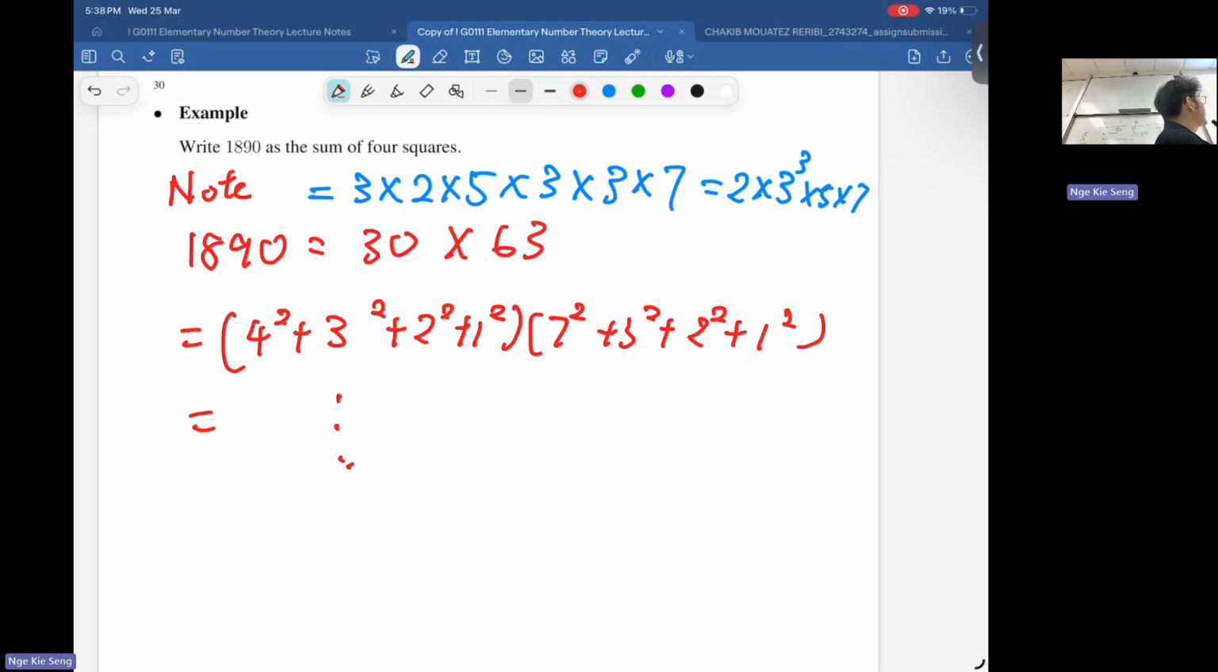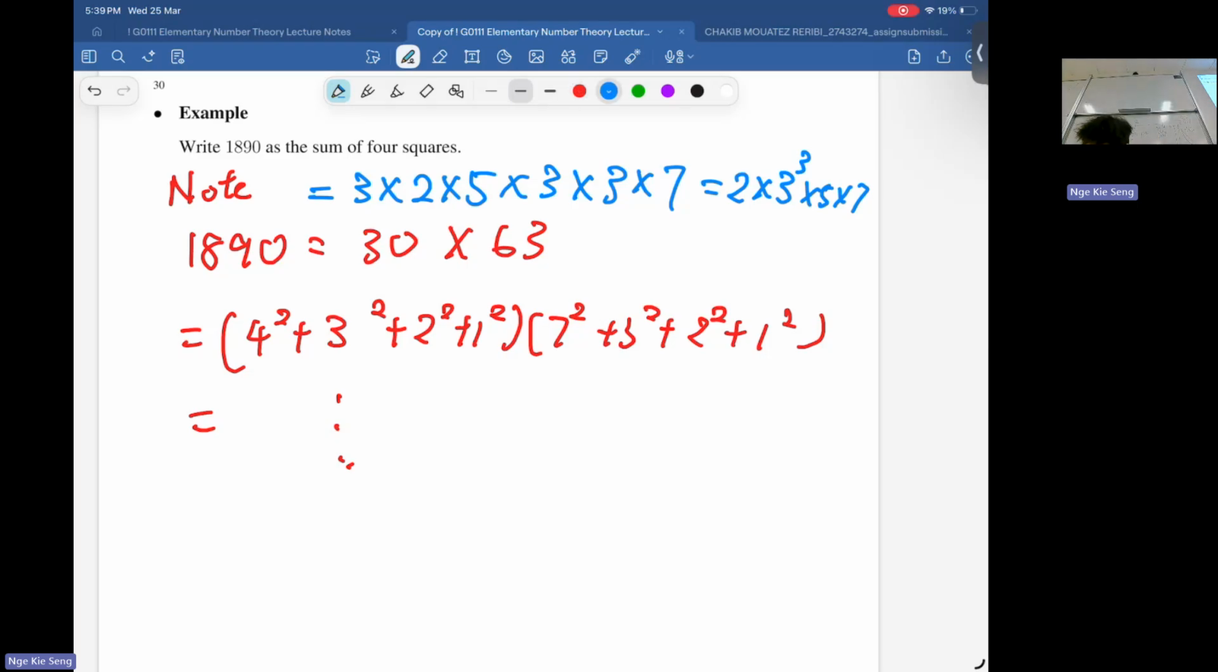I mean it can always be worked out. Sorry, I should take back my word: it must be workable. Why? Because the theorem says every positive integer can be written as a sum of four squares.